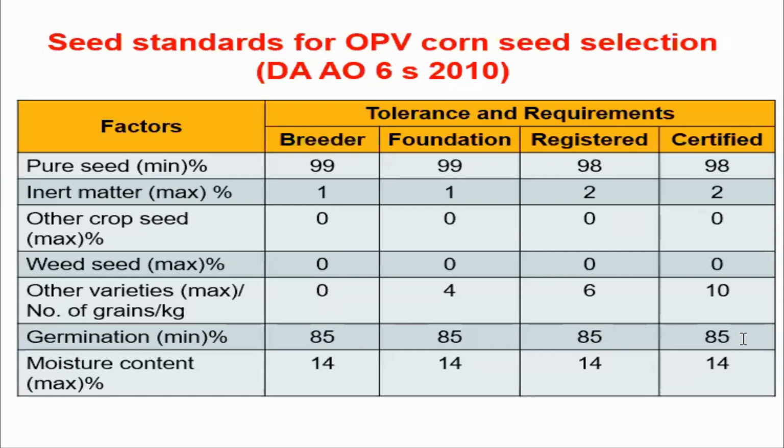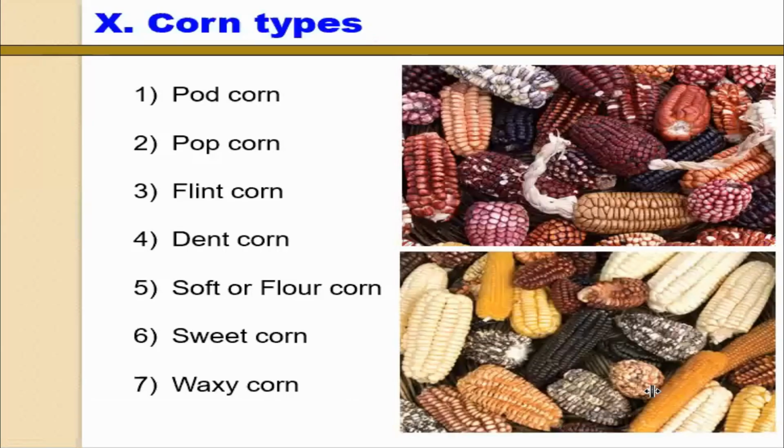Okay, you should maintain the germination with a minimum percentage of 85%, but if it decreases to almost 70 or 60, it cannot pass. The required moisture content should be 14% from breeder to certified. Okay, so the next slide will be our corn types.